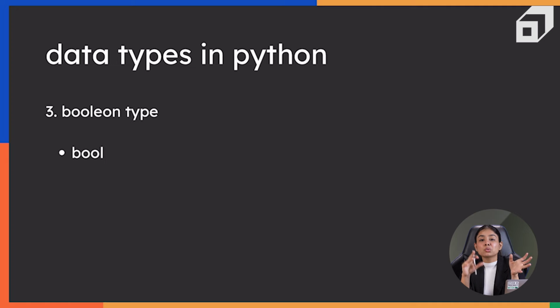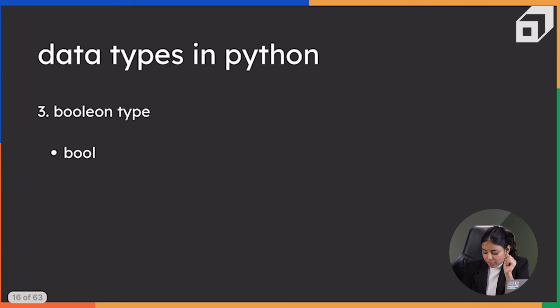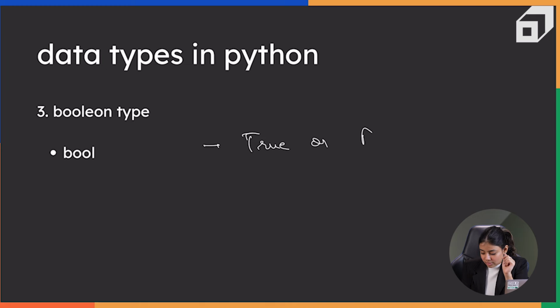The third is Boolean. Now this might be a new type that you might not be familiar with. Bool, what does bool stand for? Boolean stands for basically two values. Boolean type can have only two values, true or false. It cannot have any value except these two values.